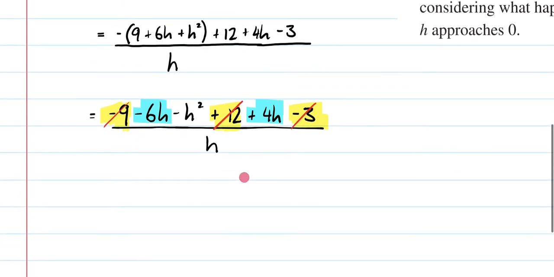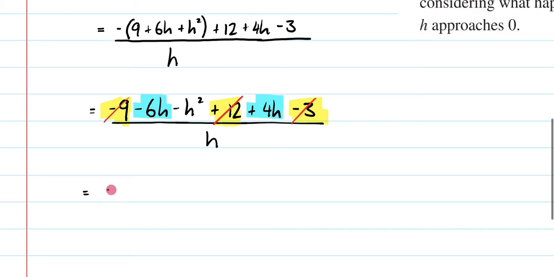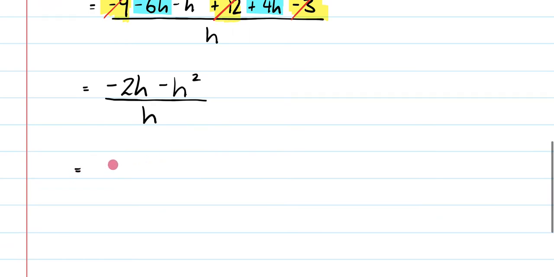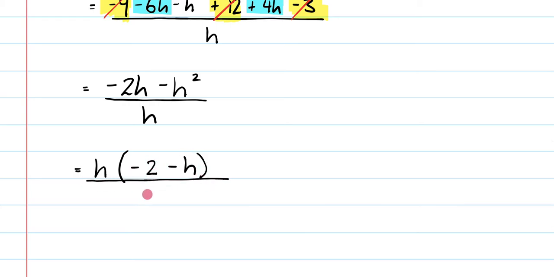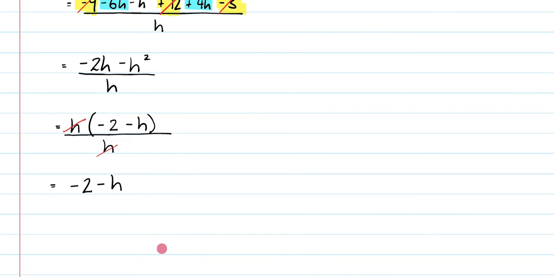Let me scroll down. I'm going to have negative 2h, and I still have this negative h squared, and all of this is over h. I now am going to take out a common factor of h in my numerator, so it's h times negative 2 minus h, divided by h. Having done that, I can now cancel the h's, which means I'm going to be left with negative 2 minus h. That is my gradient of the line PQ.